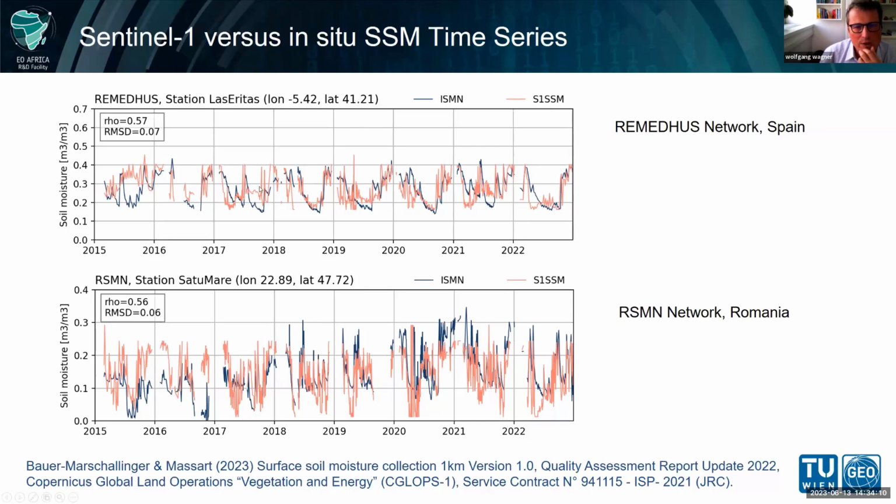Yeah, so Sentinel-1 data are much more noisy, of course, than the in situ data. Sometimes you also see orbit effects if they're not perfectly accounted for in a certain pixel, but overall in these two cases the correlations are very satisfying.